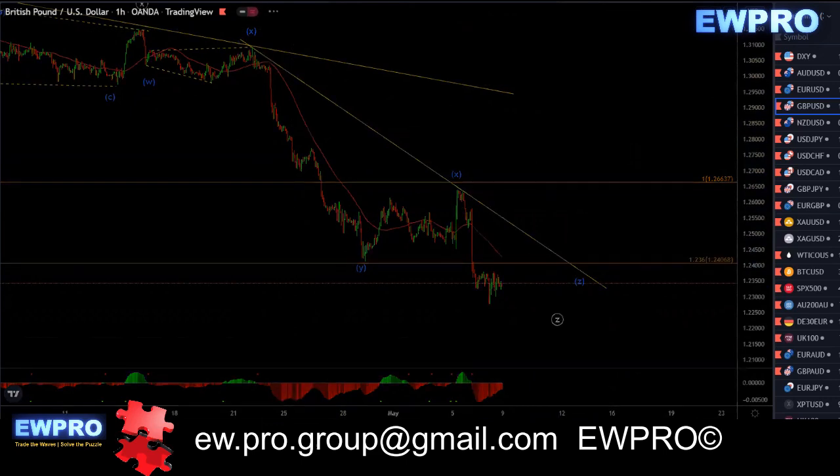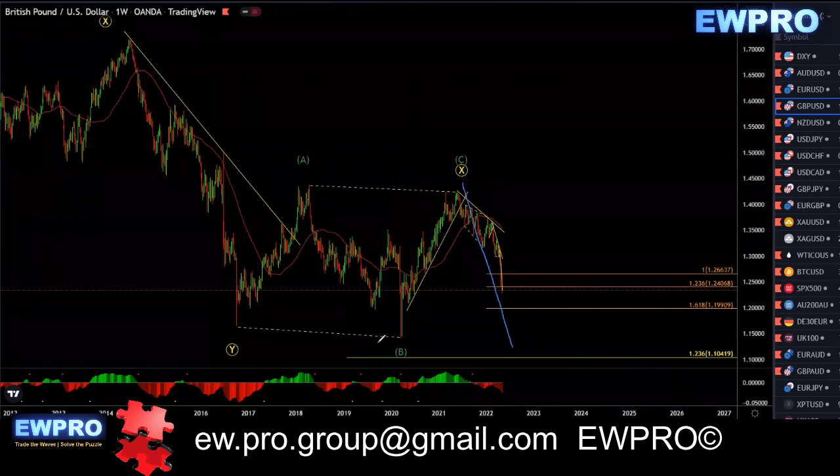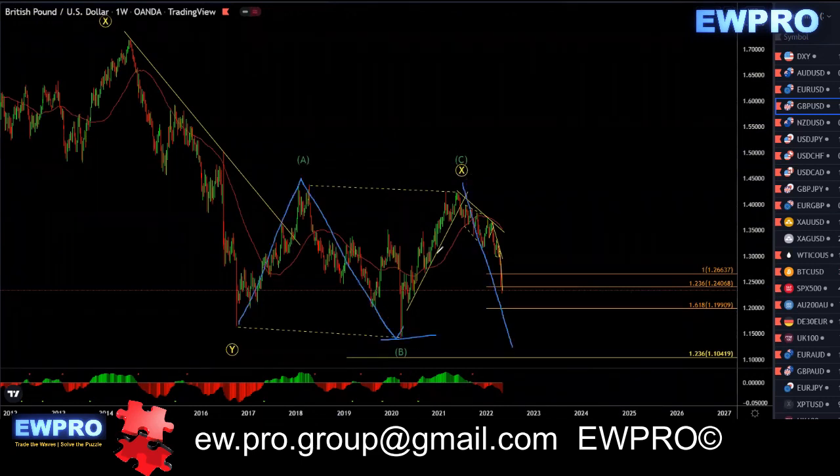And like I've shown on the weekly, we are looking for this low to be broken as an A, B, C, and we get an A, B, C breaking this low. So there is downside in it when we look at the higher time frames.